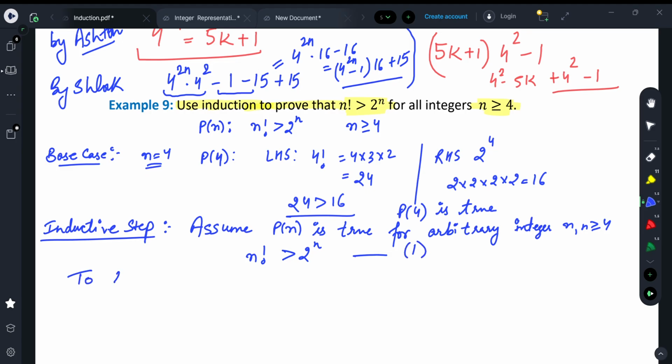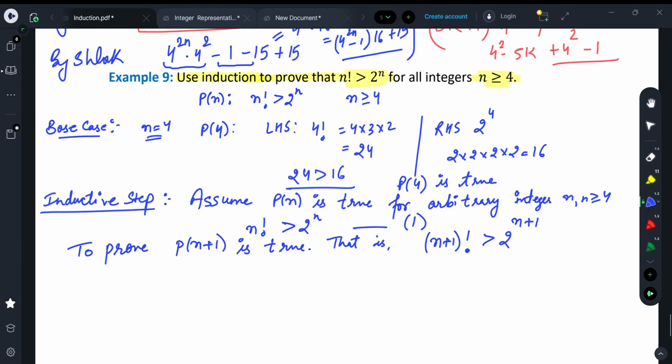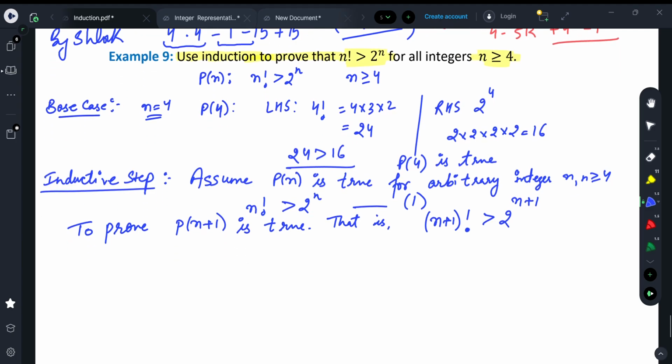We have to prove P of n plus 1 is true. That is, what is it asking you to prove? That is, n plus 1 factorial is greater than 2 to the power n plus 1. Now you must ask, how do I get this proof? Because I need to use equation number one, the equation that I just highlighted here. The assumption, the inductive hypothesis, must be used somewhere.